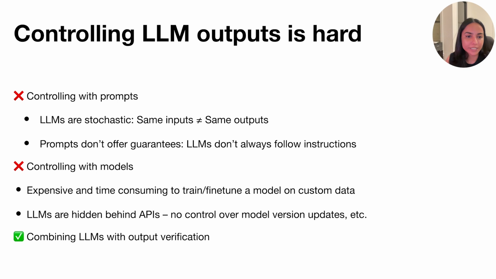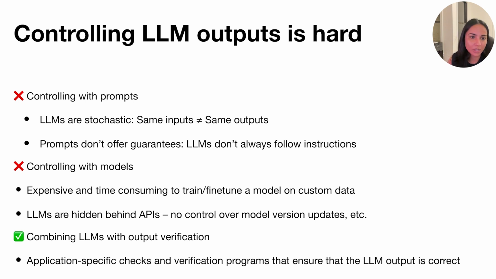A third utility, which often ends up being very useful and very practical, is combining an LLM with an output verification system and using this combination as a way to enforce control over the LLM outputs. So what this means is that we can build application-specific checks and verification programs that ensure that the LLM output is correct for some context.